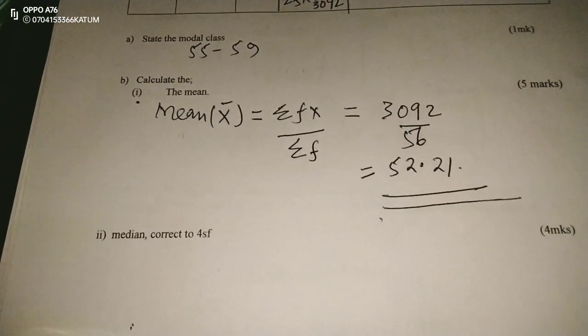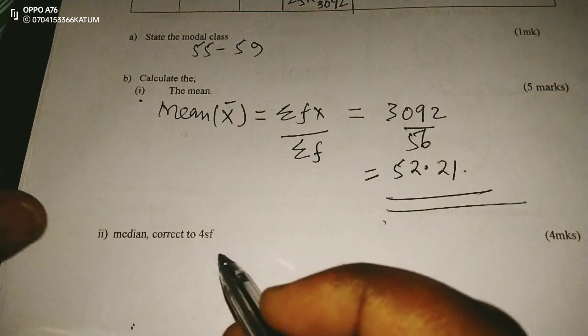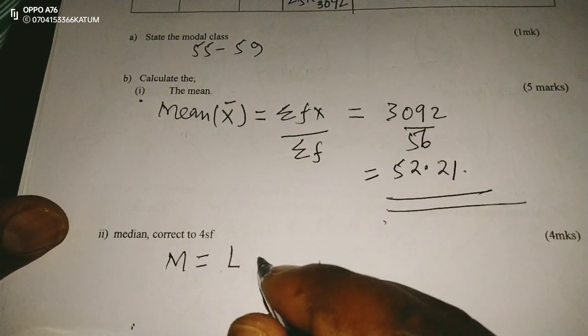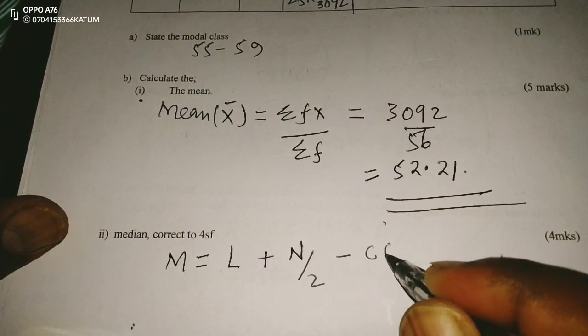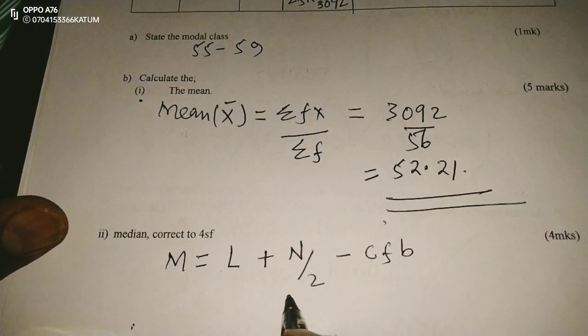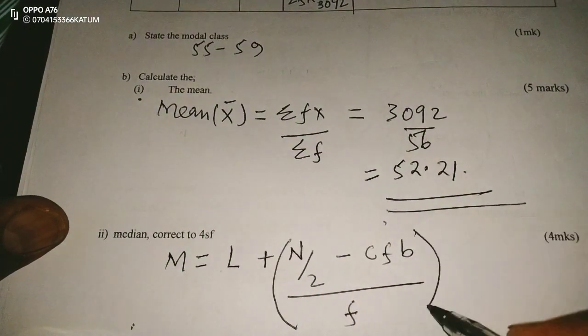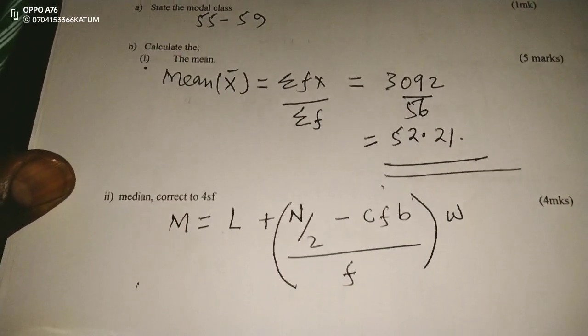We are also going to calculate the median, correct to 4 significant figures. So the median is usually given by M, the lower class boundary of the median class, plus n out of 2 minus the cumulative frequency just before the median class, divided by the frequency of the median class, multiplied by the class width, still for the median class.